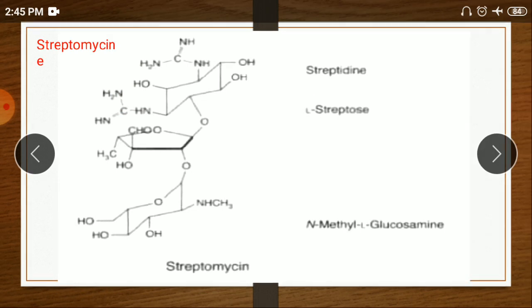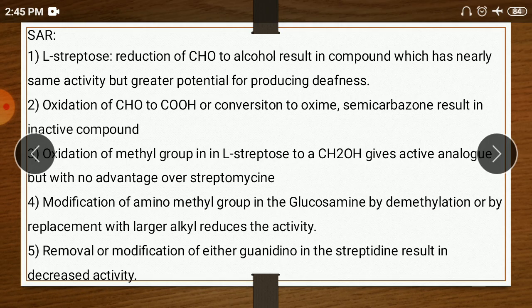So these are the main SAR points. Again I repeat, first point, reduction of the aldehydic group to alcohol results in a compound with nearly the same activity but more chances of producing side effects, that is deafness, ototoxicity. Point number 2, oxidation of the aldehydic group to a carboxylic group or conversion into oxime or semicarbazone results in an inactive compound. Third point, oxidation of the methyl group to a CH2OH group gives an active analog but no advantage over streptomycin.